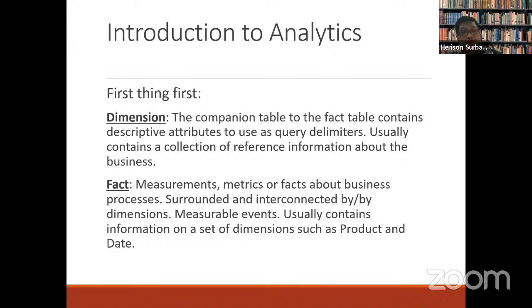So before we start today, what we need to take note of is 2 things before we start doing a data analytics session. First is dimension and fact. What is dimension and what is fact? Dimension is the companion table to the fact table, containing descriptive attributes to use as query. If you learn about data warehouse, then you may remember the dim tables and fact tables.